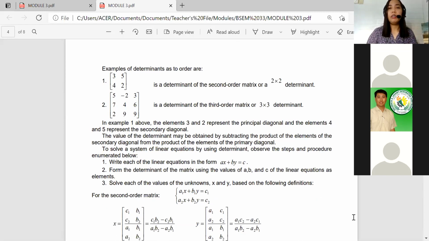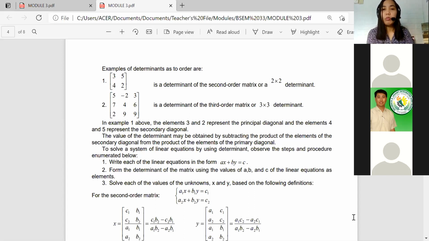So examples of determinants are of second and third order. This is a 2 by 2 matrix, a determinant of second order, or a 2 by 2 determinant. And this is a 3 by 3 order. We can also get the determinant of a third order matrix. In example 1 above, the elements 3 and 2 represent the principal diagonal. And the elements 4 and 5 represent the secondary diagonal.